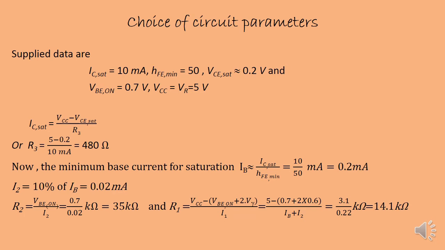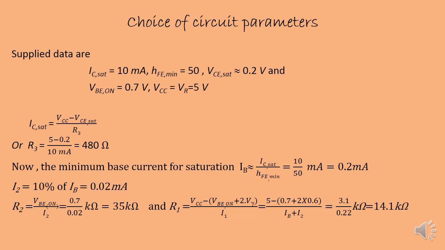Now we calculate the minimum base current for saturation, that is the IB value. IB equal to IC saturation divided by HFE minimum. We know from the transistor beta parameter calculation, beta equal to IC by IB. That means IB equal to IC by beta. Beta means the HFE minimum value. Here we consider IC saturation value is 10 milliampere. HFE value is 50. So 10 by 50 milliampere, we get IB value is 0.2 milliampere. So this is the minimum base current for saturation.